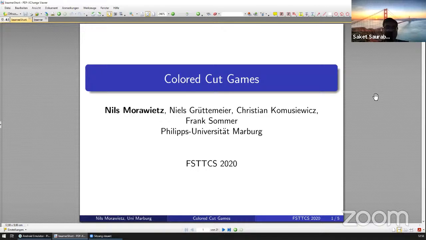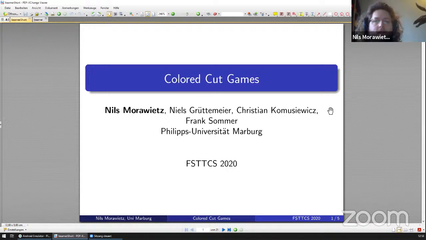Okay, good. Our paper is about colored cut games, and I actually thought the talk was only 5 minutes, so it might be a bit shorter than the rest of yours. In our paper, we introduced colored cut games, which are a family of defender-attacker games played on edge-colored graphs to model specific aspects of network security analysis.